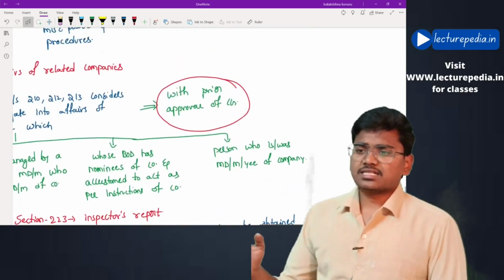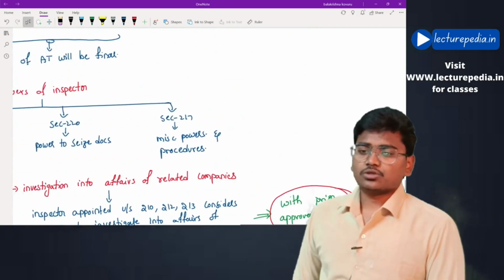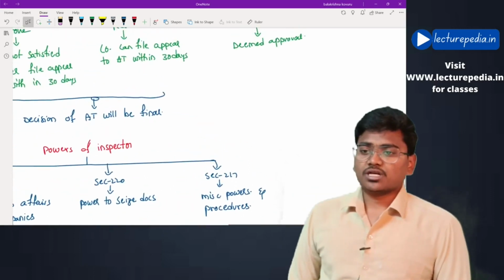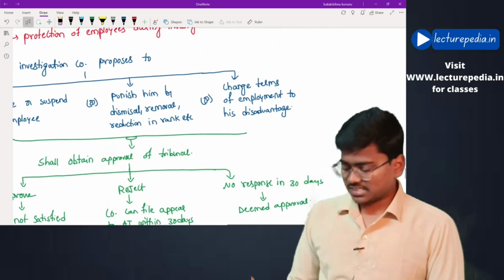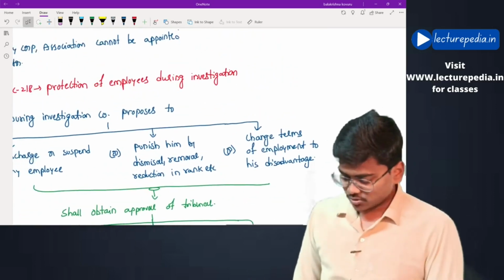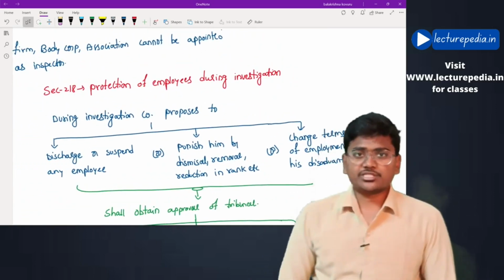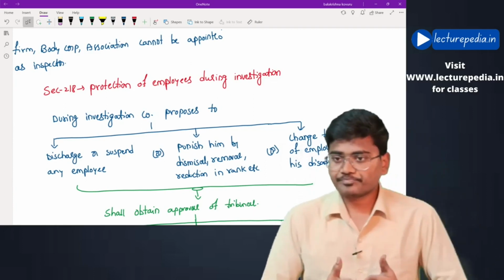I have not discussed one section which was related to the powers of the inspector. That section you can go through, and some 2-3 small sections also I have not discussed. Those sections you can go through. Those are not much important. Okay, hope this is clear.